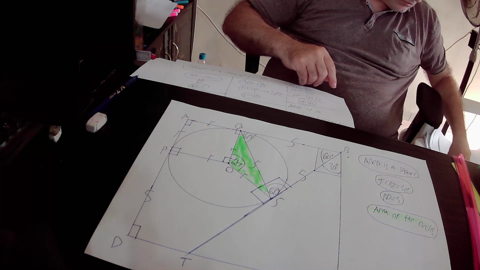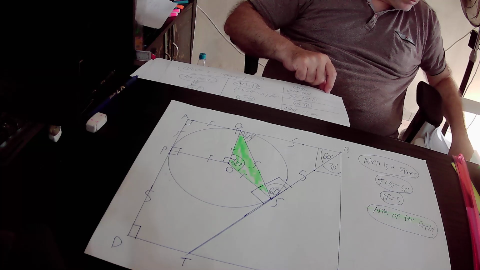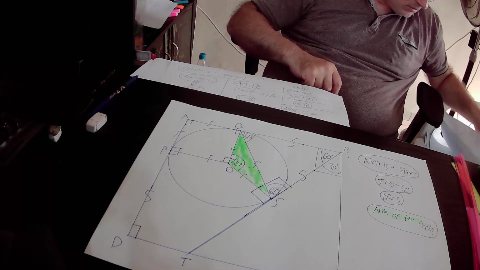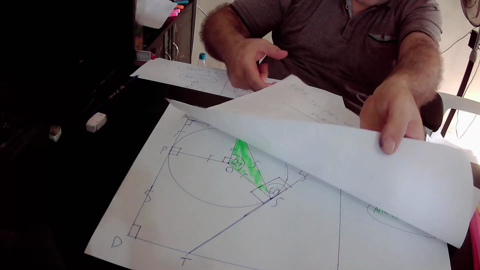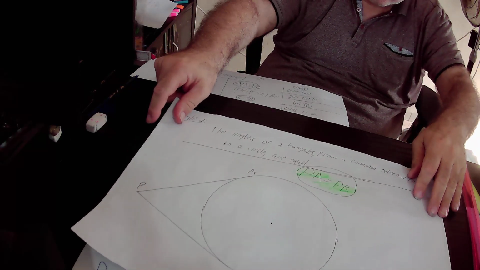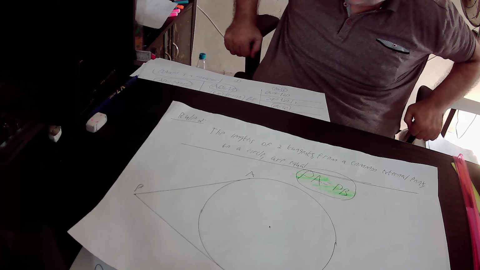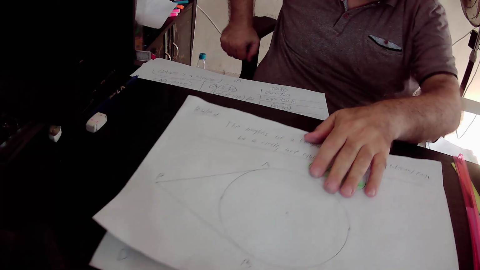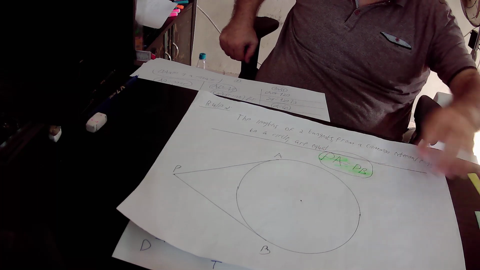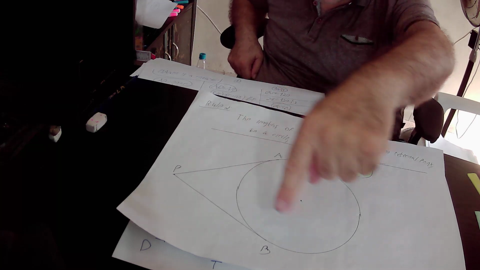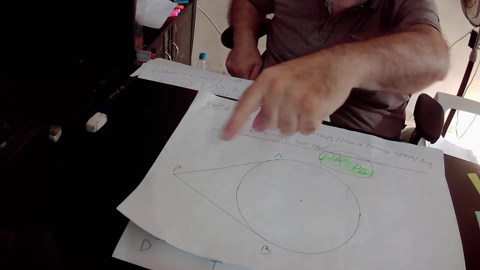Then I presented to you rule number 2 and we implemented rule number 2 in our drawing. According to rule number 2, the lengths of two tangents from a common external point to a circle are equal. We have the common external point P. Here, from the common external point P, we have tangent PA and tangent PB. And according to this rule number 2, PA equals PB.